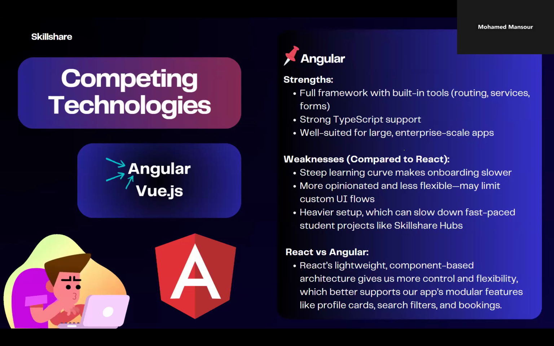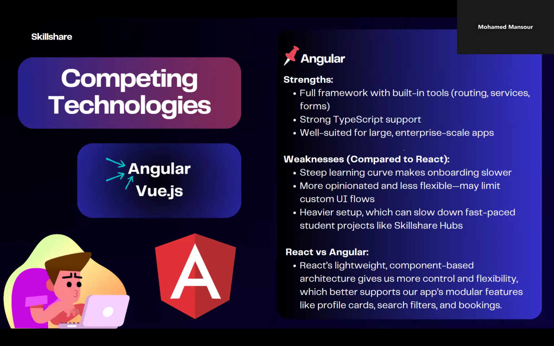Now moving on to our competing technologies. So one of the technologies we were considering instead of React was Angular, which is also a popular front-end framework. Angular is a full-fledged framework developed by Google. It comes with a lot of built-in tools like routing, forms, and services, and it uses TypeScript by default, which adds strong typing and structure to large code bases. It's particularly well suited for large enterprise-scale applications.